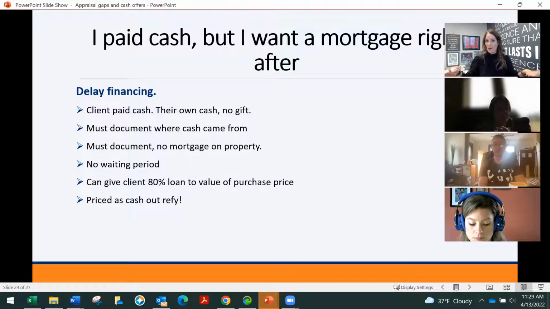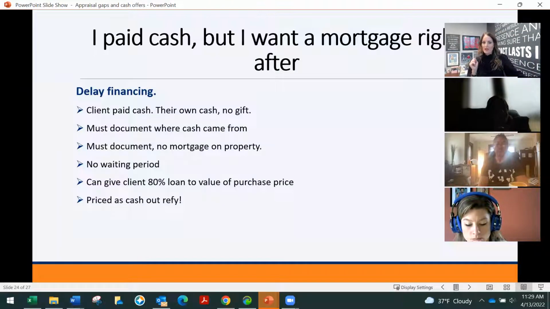We also have to document there's no mortgage on the property. There is no waiting period. We can give the client up to 80% of the purchase price, so no more than that. And here's the kicker. It is considered a cash out refinance because they're already entitled to the property. On a cash out refinance, your interest rate is higher than if you paid for a purchase mortgage, because a refinance is a little bit higher, and getting the cash out also adds to it. So they will pay a higher interest rate for the luxury of doing cash.